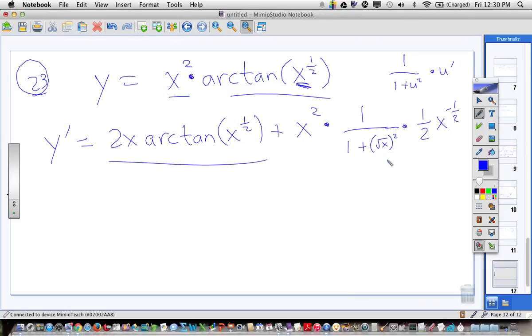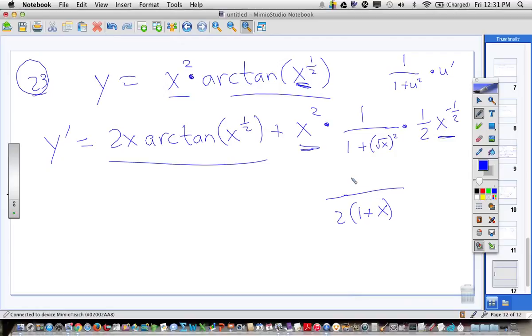Square root of x squared is just x. Okay, so the bottom here would have simply a 1 plus x, and there'd also be a 2 down there on the bottom because of the 1/2. Now, I could leave that 1/2 separate, that'd be fine. Okay, and now what about x squared times x to the negative 1/2?